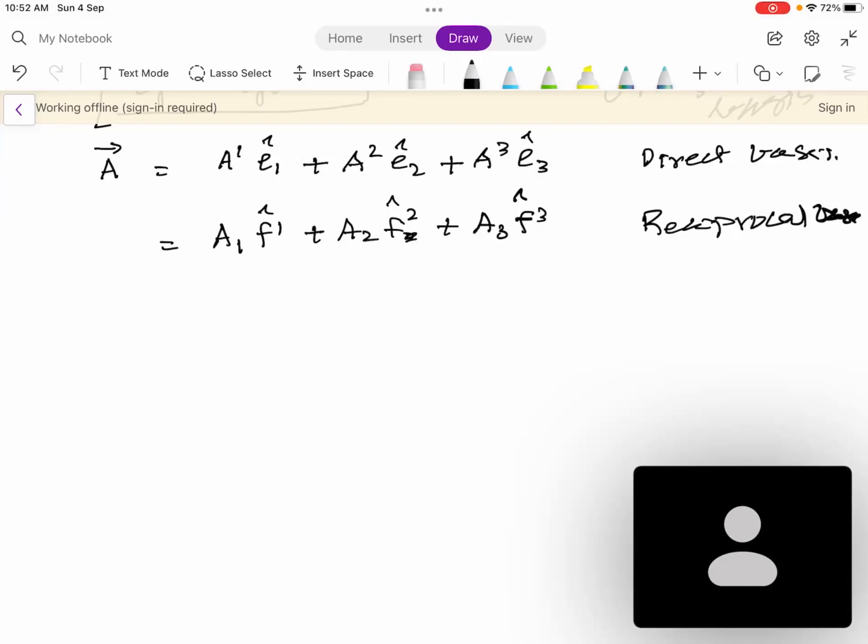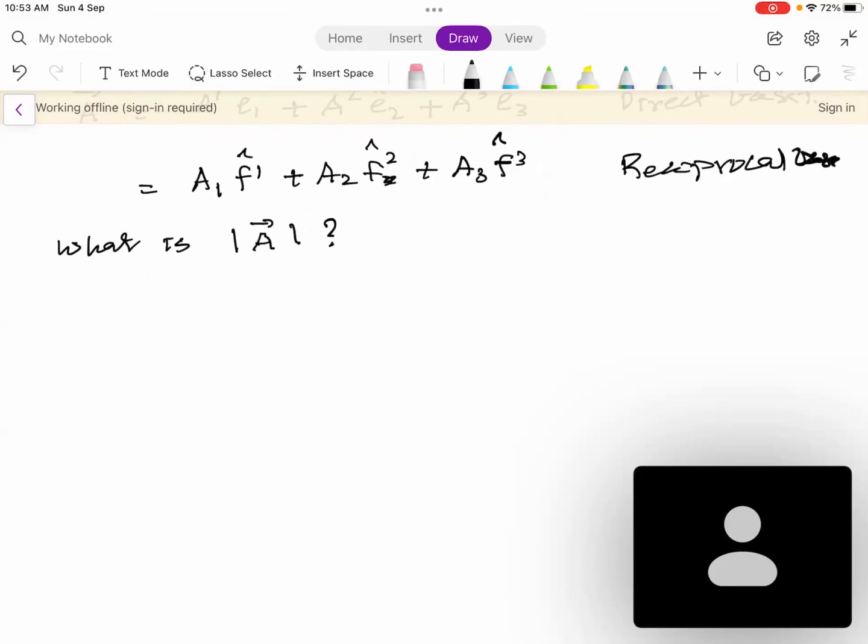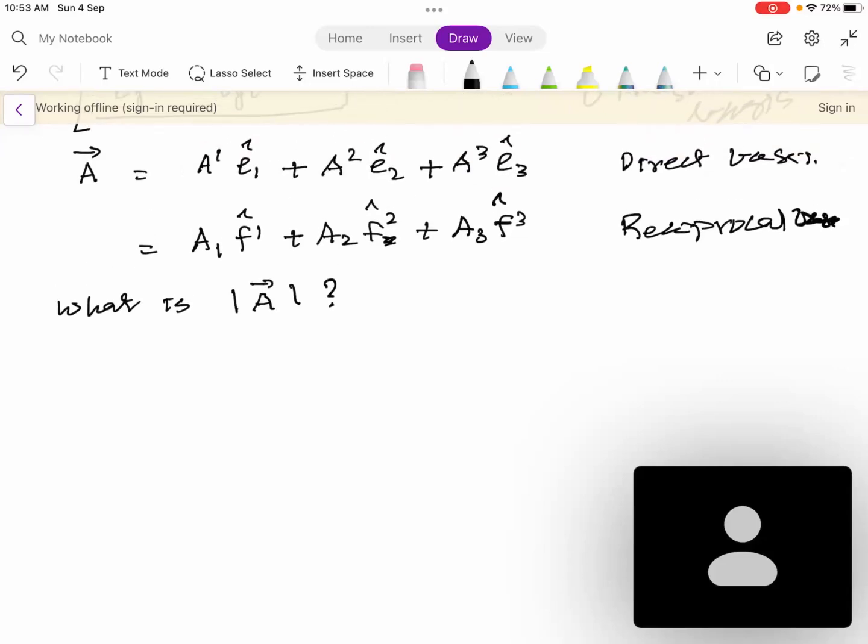Okay, now I want to ask a question. What is the modulus of A? The modulus of A is basically the norm of this vector, which means it should be invariant under rotations. Right? You rotate the vector, it should not change. How do we write this modulus of A? Is it A super 1 square plus A super 2 square plus A super 3 square? Let's assume these components are real, so forget about taking mod A square. So let's say that A1, A2, A3 are real, both when they are subscripts or superscripts.